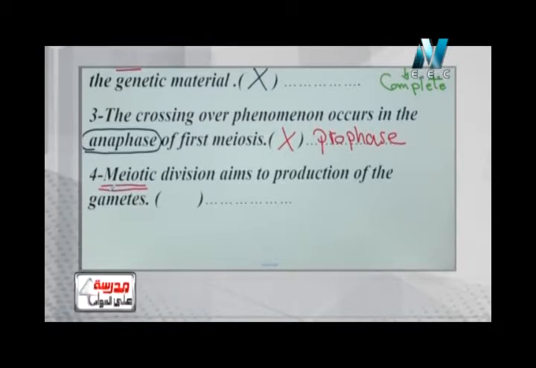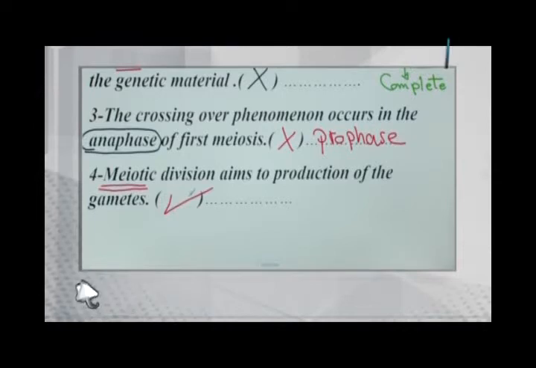Correct statement. Meiotic division, meiosis, aims to produce the gametes. This statement is correct, because the main function, the importance of meiotic division, is that it produces the gametes, which help in reproduction, such as formation of zygote after fertilization, as we studied before. Okay.